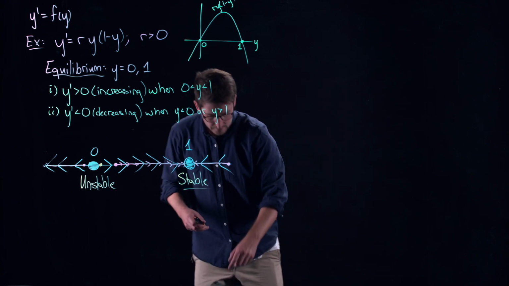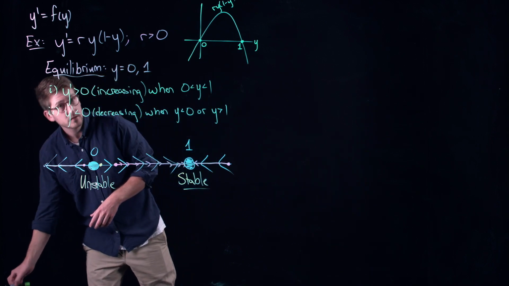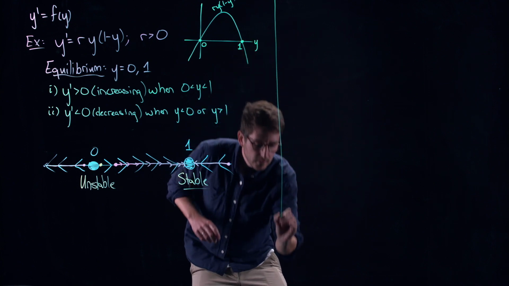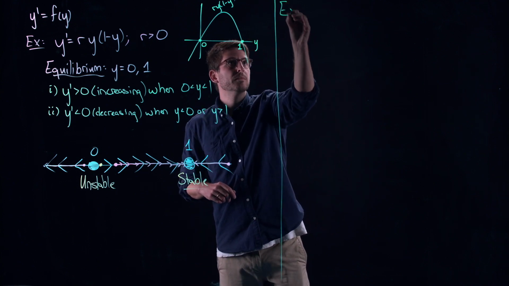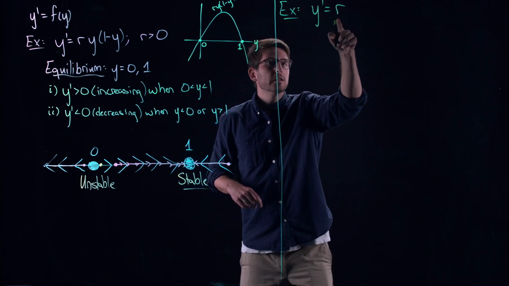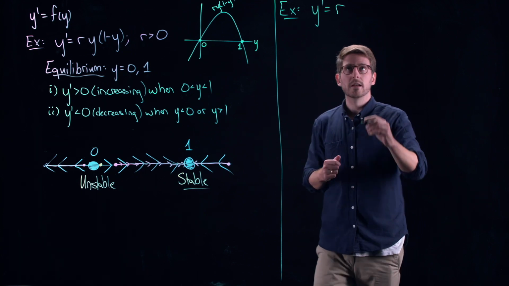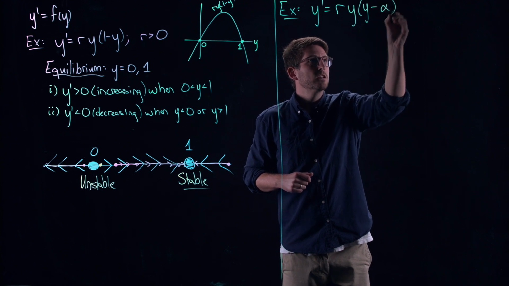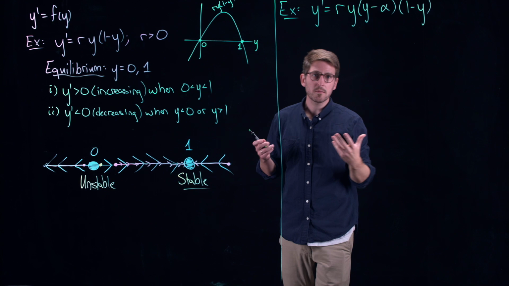Let me guide you through one more example here while we're talking about these autonomous equations, and let's augment our example to a slightly more realistic one. Let's again use R. This is going to be a birth rate. This autonomous equation is going to represent a species. And again, it's going to be the population of the species, the percentage according to the carrying capacity.